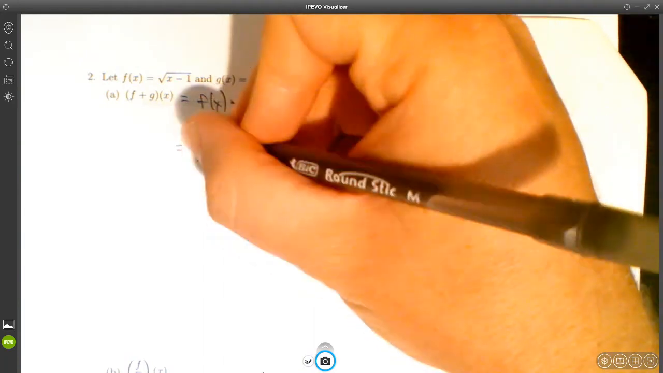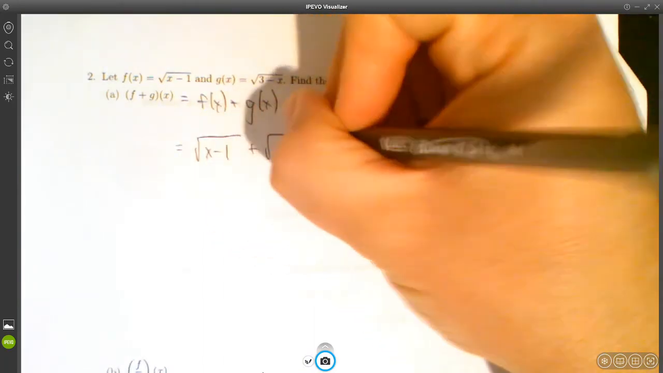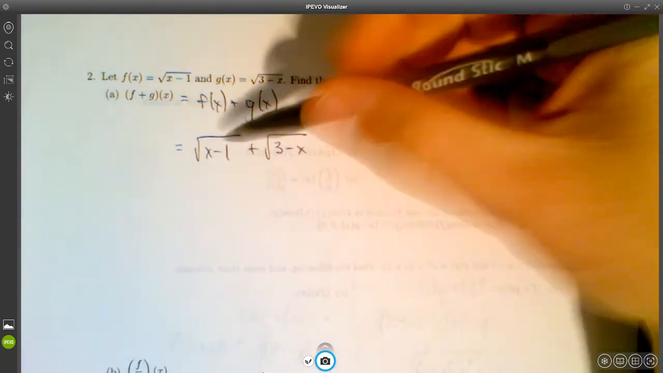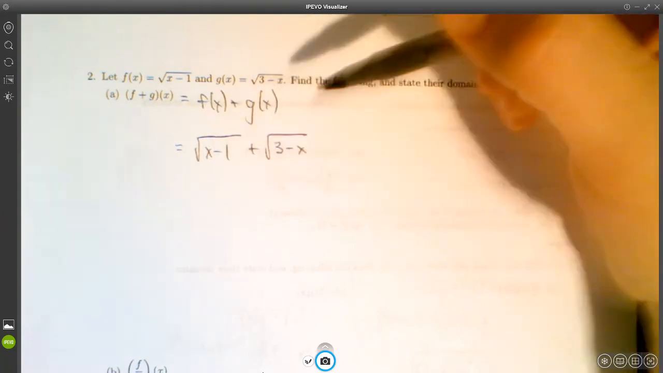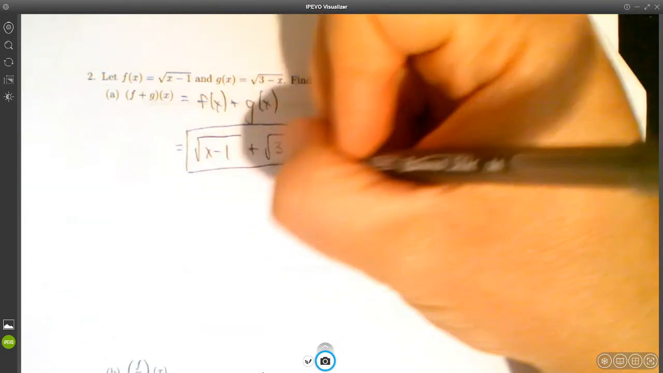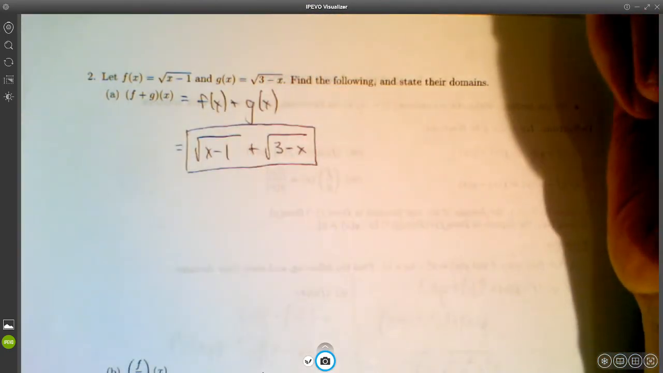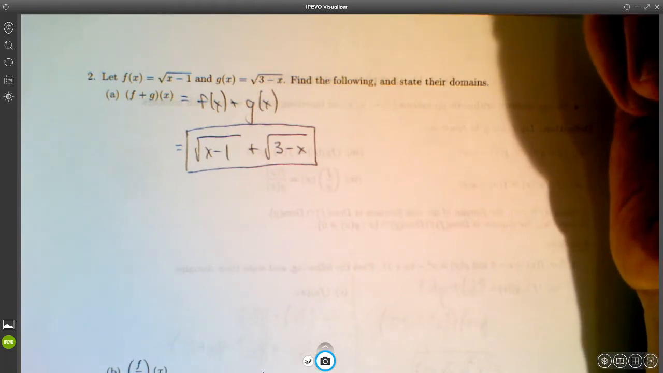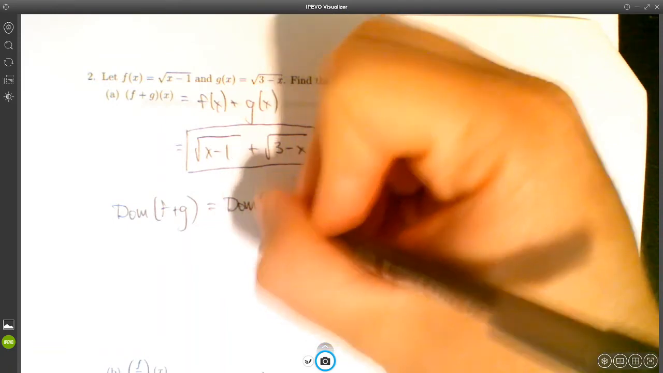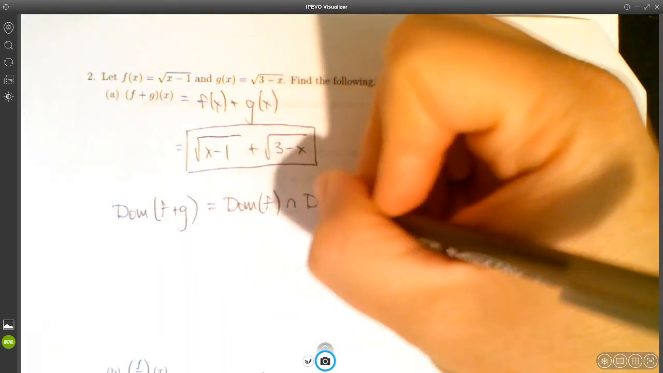So f plus g of x is going to be f of x plus g of x. That's going to be square root x minus 1 plus square root 3 minus x. And then if you can simplify that, you should. But in this case, I don't think there's any simplification that can really take place here. I think that's it, right? But now if we want to find the domain of f plus g of x, right? The domain of f plus g is going to be the domain of f intersect domain g.